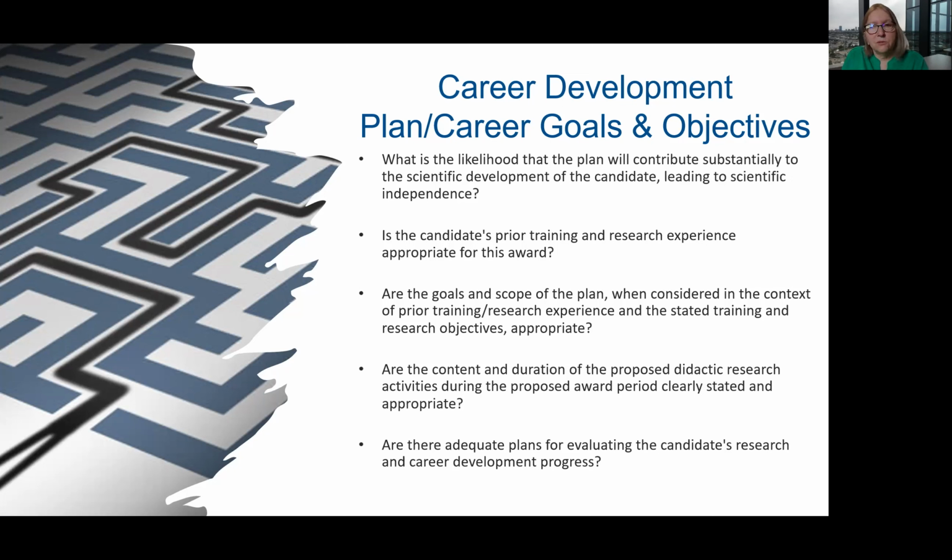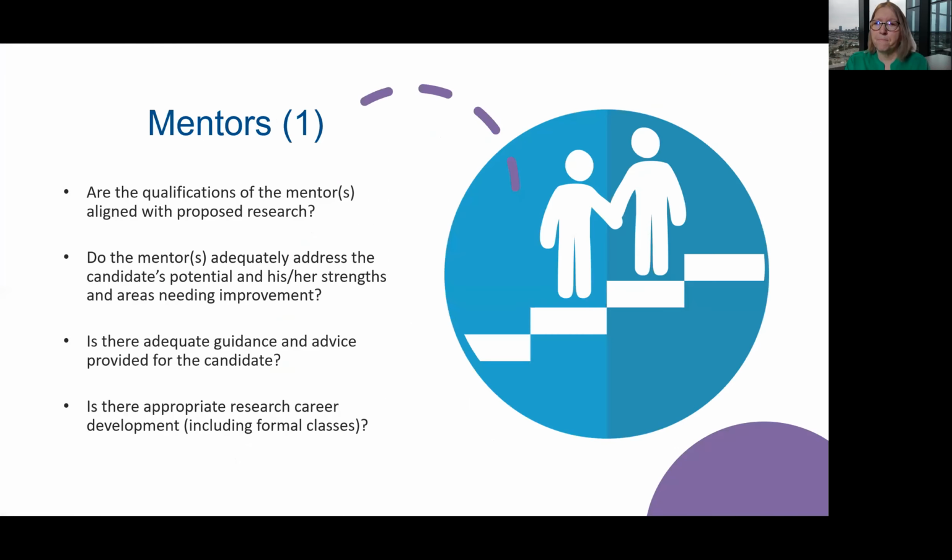One of the key issues that comes up: sometimes you propose too much training and they think that that's going to distract you from actually doing the research, or you may not propose enough specific training in key gap areas. So this is a really important area, as well as the timetable for when you're going to do this training as it relates to your research.